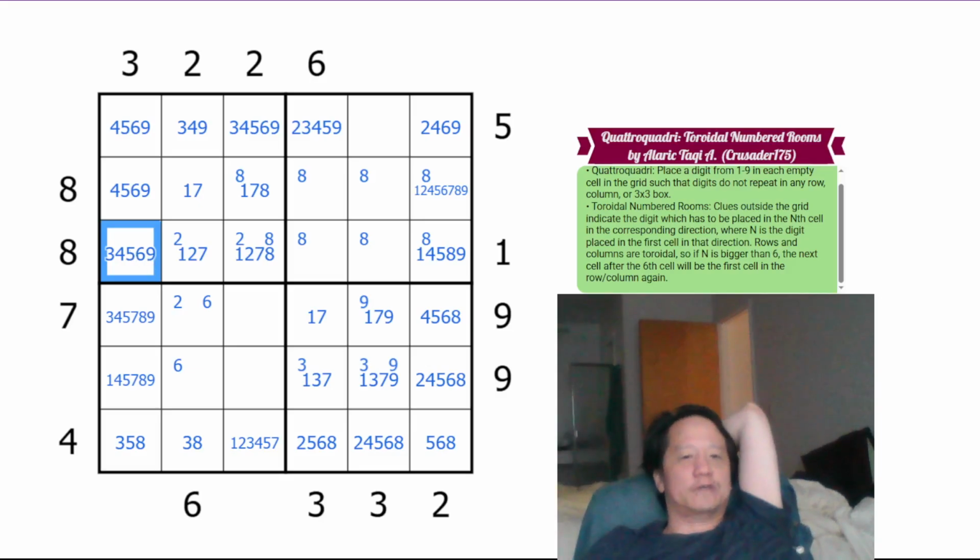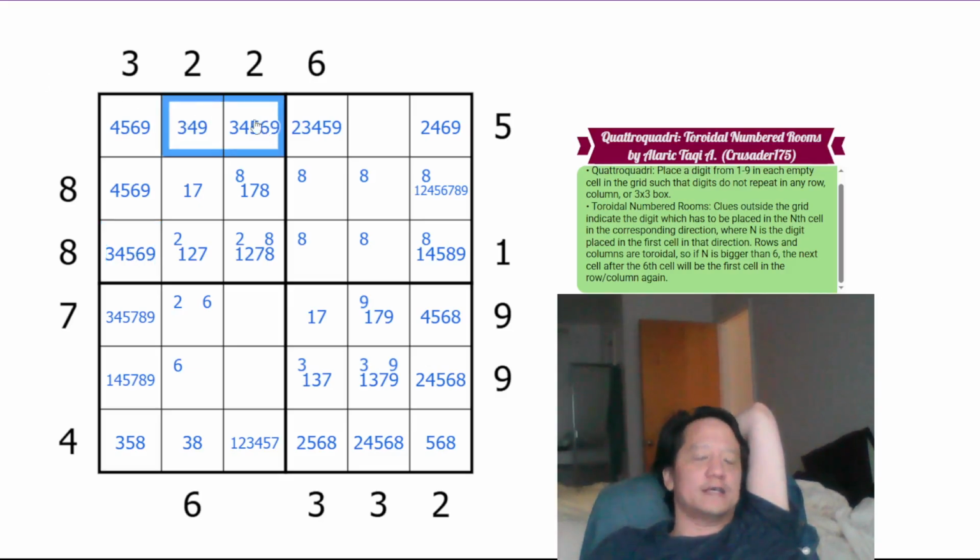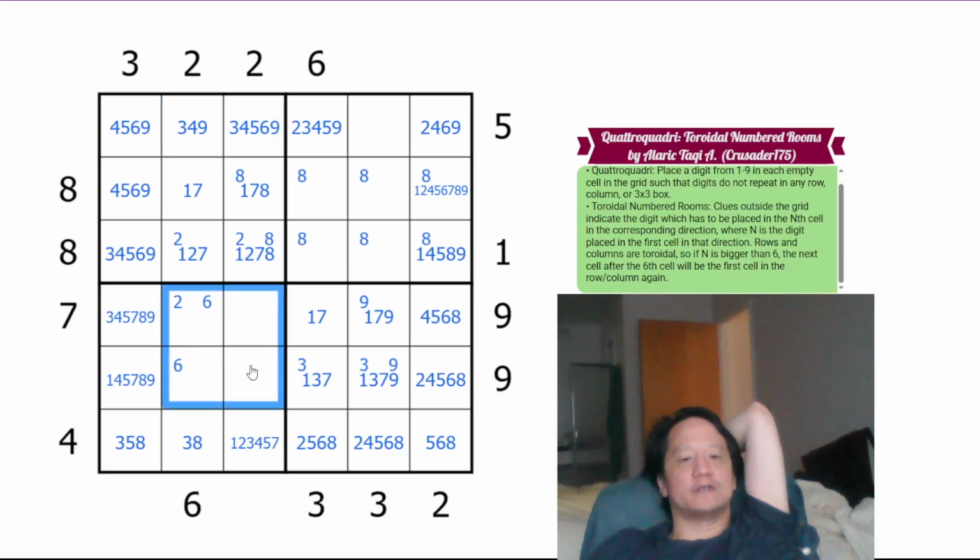Oh, that's interesting. One of these has to be 3 or 9. Guaranteed. So, that's very interesting. One of these is guaranteed to be 3 or 9 because both cannot be in 4, 5, and 6 here, right? Because one of them, so one of these is 3 or 9.